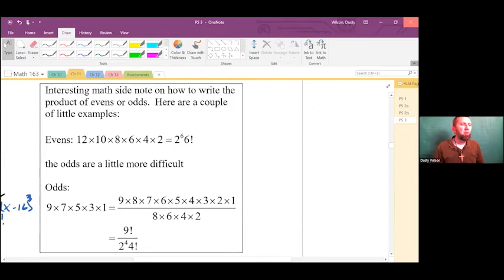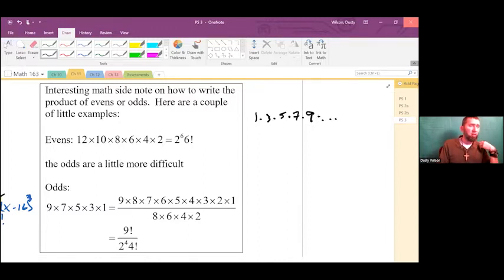So an interesting mathematical side note on how to write the product of evens or odds. You might say, why are we doing this? It's because we had that numerator. In our numerator, we were ending up with 1 times 3 times 5 times 7 times 9 times, et cetera. So you might be like, how do I write that? It's sort of like a factorial, but it's only the odd terms.